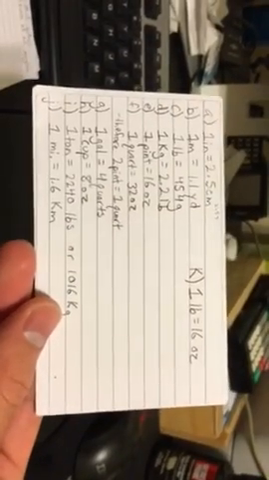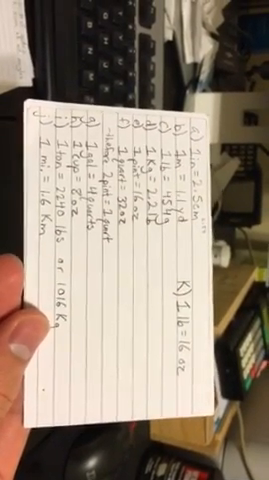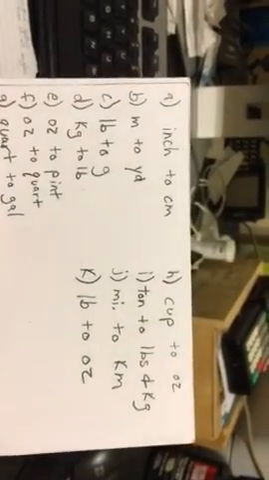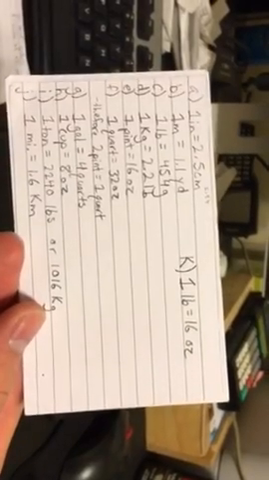Miles to kilometers conversion. 1 mile is equal to 1.6 kilometers. Then you have your pounds to ounces. 1 pound is equal to 16 ounces.